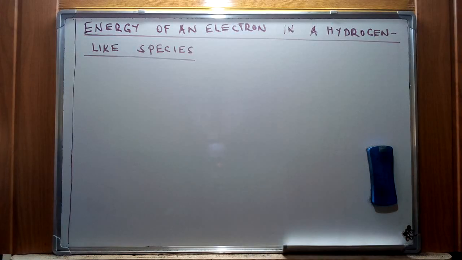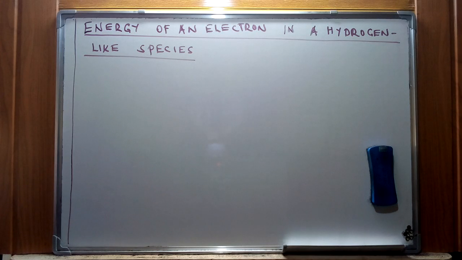Hi guys, earlier on I promised that we're going to look at a second aspect of trying to describe the hydrogen-like species of atoms, whereby we first described how the radius of such an electron-nuclear system is described. For today, we're going to look at the energy of an electron in a hydrogen-like species.